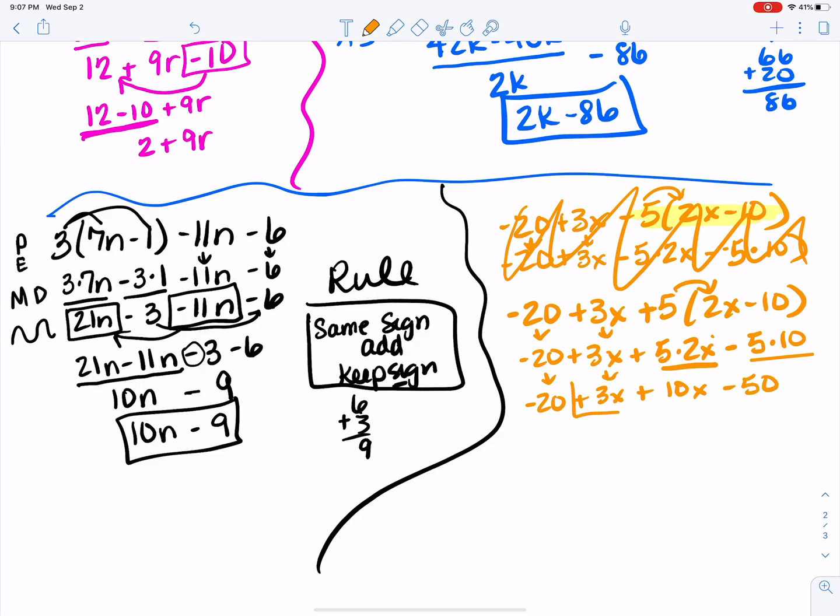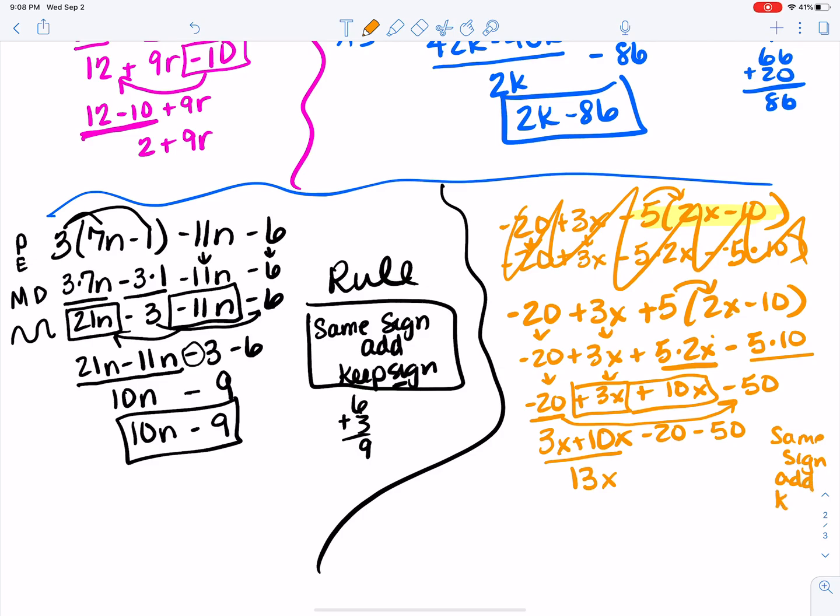Now we're going to rearrange. This needs to go with this. So 3x plus 10x. Then this needs to get moved over with this. Minus 20 minus 50. All right, 3 plus 10, 13x. We have the same sign, means add, keep sign. So 20 plus 50 is 70. The sign is negative, so this is our answer.